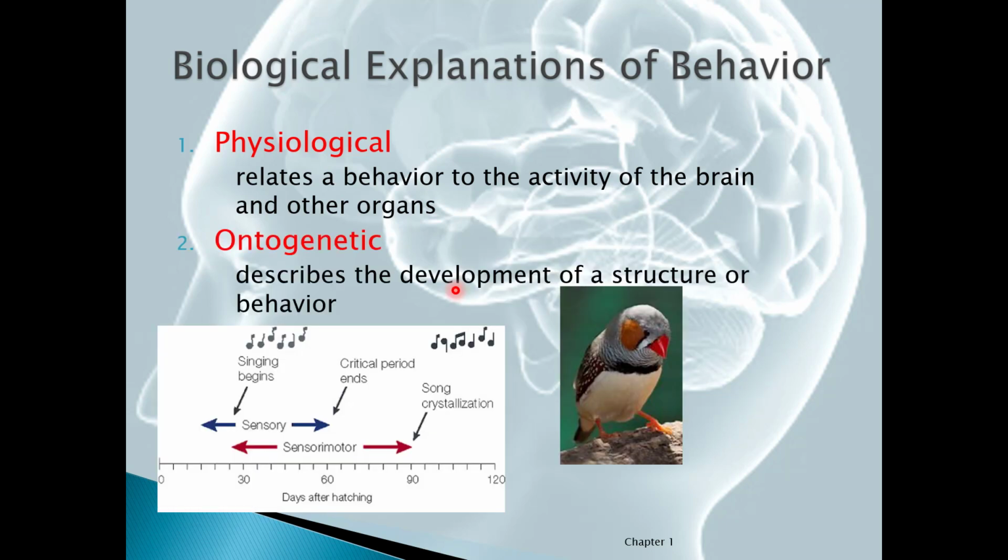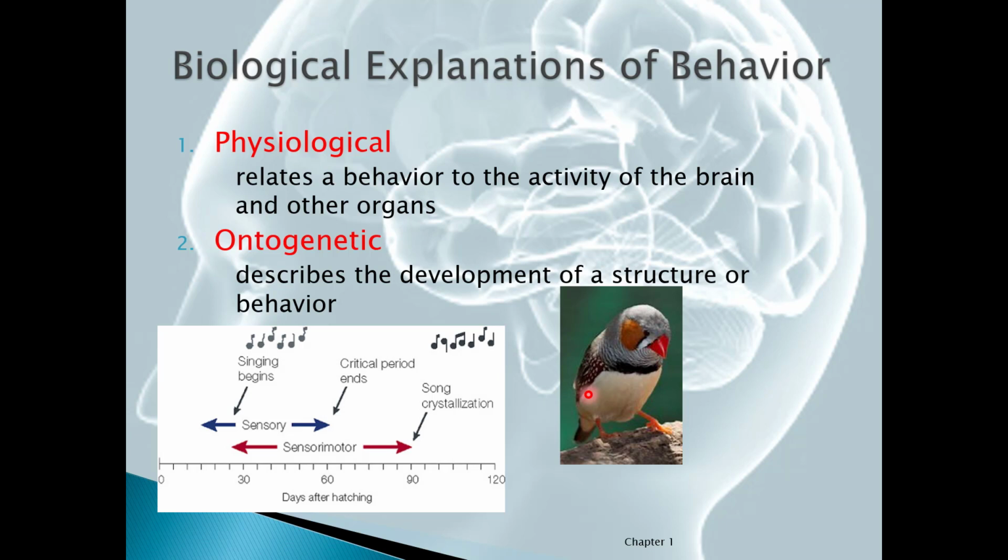So the ontogenetic explanation describes the development of a structure or behavior. It's looking at how things interact to help a structure or a behavior develop. So we're going to continue on with language, and it's easier to think about it in terms of birds. This is a zebra finch in particular. We're going to see how language in a bird, which would be their birdsong, develops in terms of genes, maybe nutrition, experiences, and how the interaction of all of these together causes that behavior to develop.